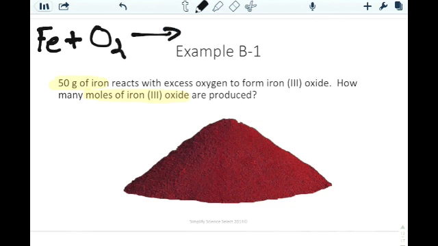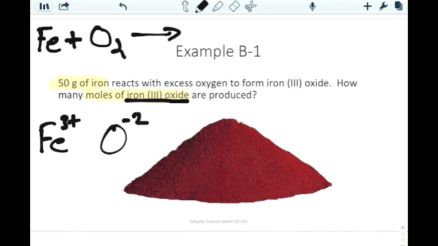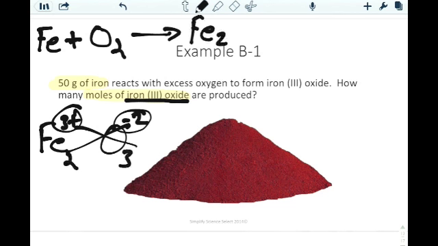Okay, and it forms iron 3 oxide. So iron, which has a +3 oxidation number, and oxygen, which is -2. So we go ahead and crisscross this. I'm crisscrossing because this is an ionic compound, and we get Fe2O3. So there's my chemical equation. Is it balanced? No, not really.